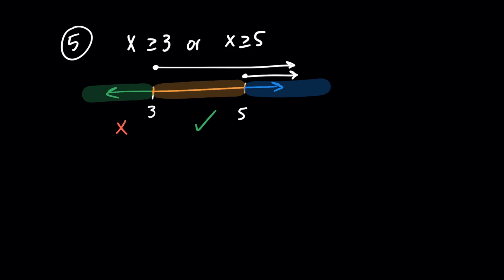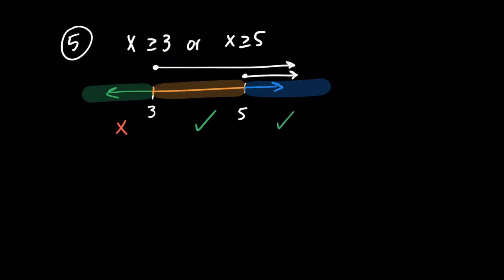What about the blue area? Well, anything in the blue area, like let's say 6, for example, would actually satisfy both conditions. It's both greater than or equal to 3 and greater than or equal to 5, which is awesome. It really only needed to satisfy one condition. So that's good to go.